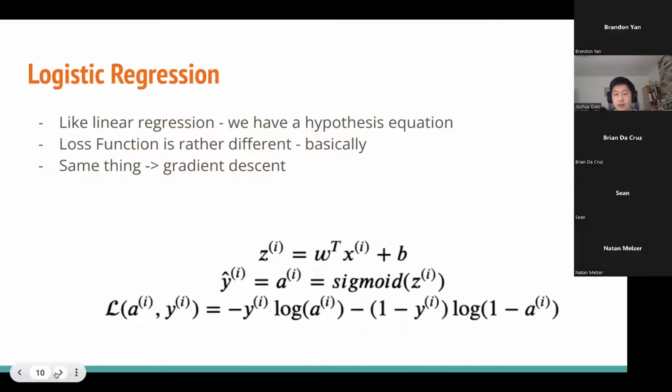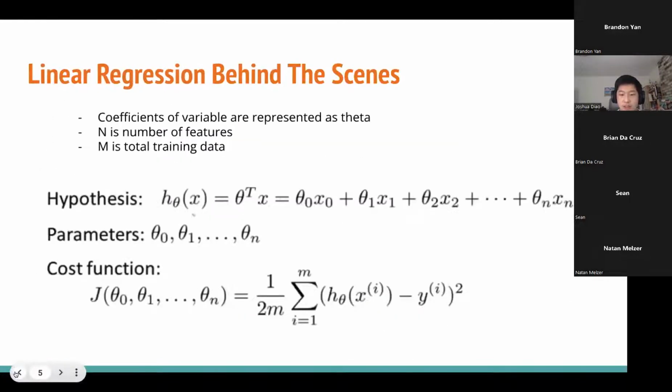Here, as you can see, we have the hypothesis in the first line. After that, we put it into our activation function, which in this case is the sigmoid function. So we'll be getting the output A variable. And now our cost function or loss function. Cost function is basically the same thing as loss function. It's actually kind of different from what we discussed earlier, right? If we go back, the cost function is this summation of the difference.